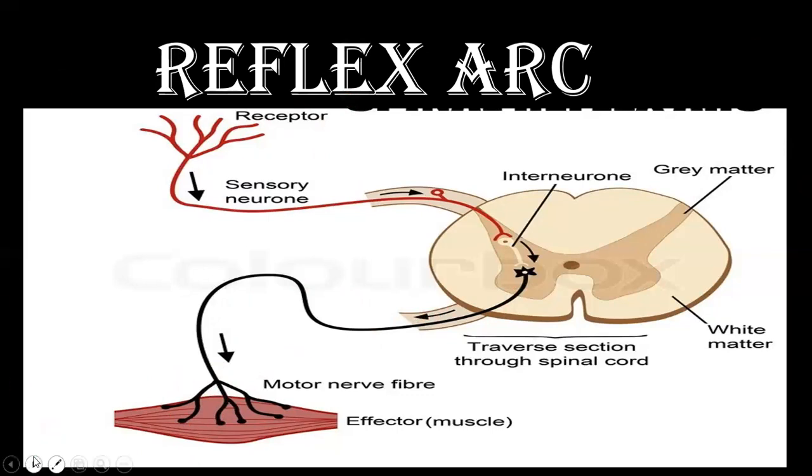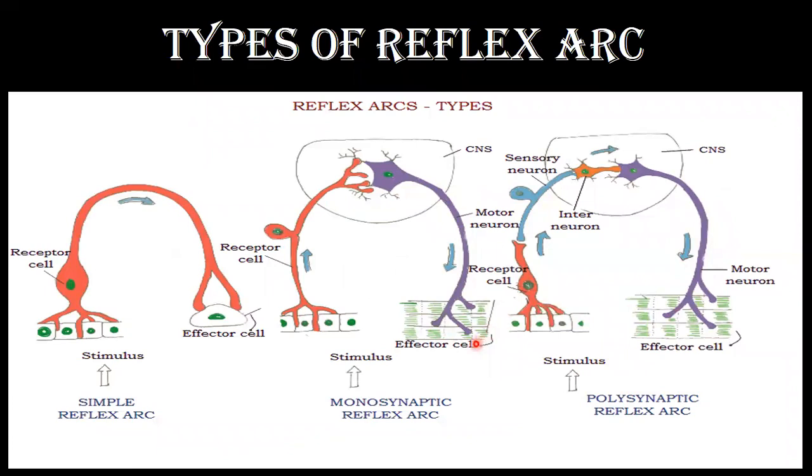Now moving forward, let's see what are the types of reflex arc. When we talk about the types of reflex arc, or the levels or the classification of reflex, we simply say that first we have the monosynaptic. What does mono mean? Mono means one, and synaptic means synapse. So what does it mean? That it has two neurons and one synapse. You see that it has one synapse as well as two neurons.